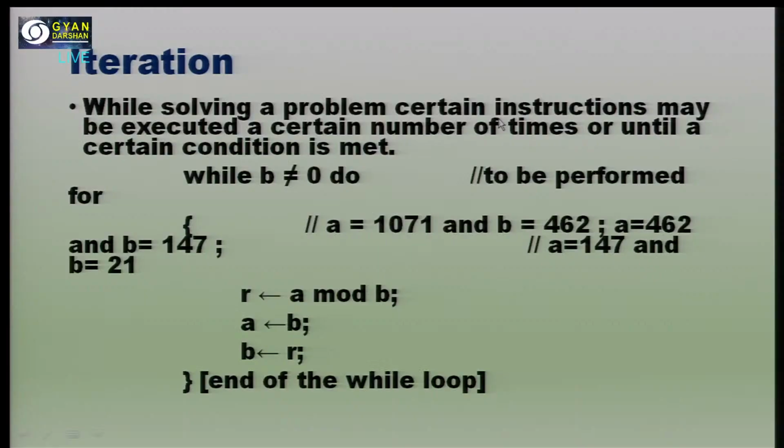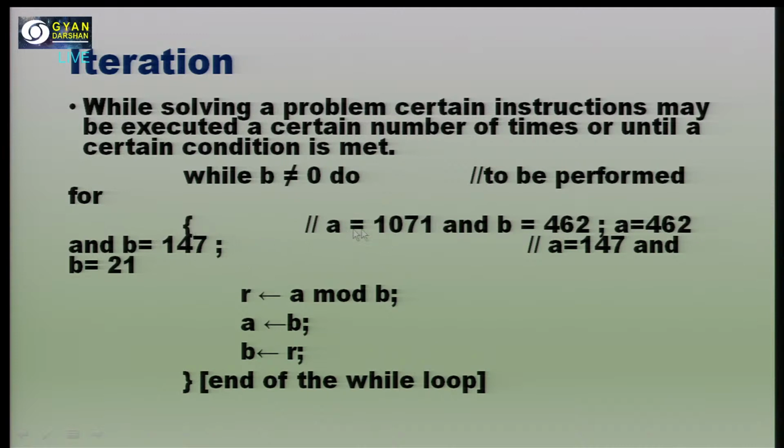Now, the next step, which we have done already, but we would like to repeat in some sense, is iteration. Now, iteration is while solving problems, certain instructions may be executed a certain number of times or until a certain condition is met. So this was the one which we did, right? While B is not equals to 0, do, right? So these particular things will be repeated.